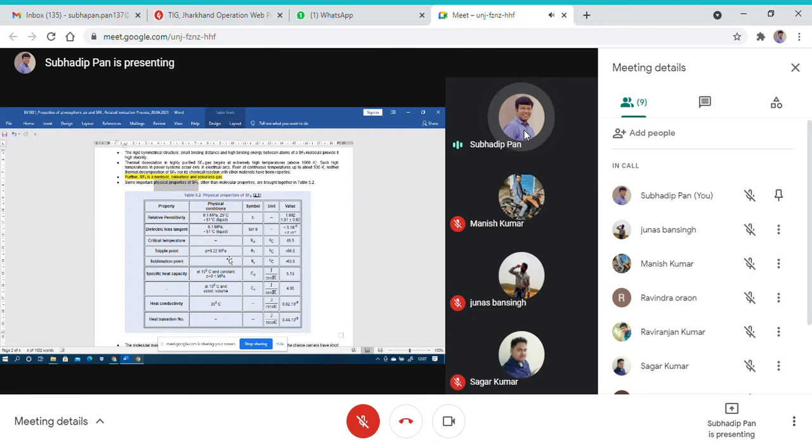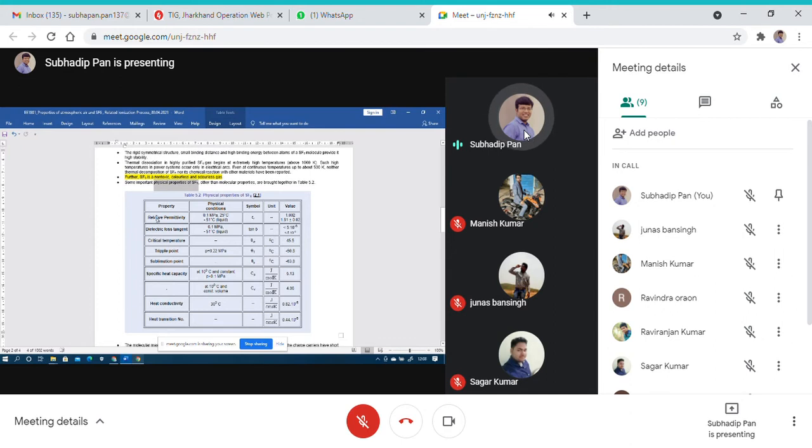So keep in mind right now which properties of SF6 gas are available inside your syllabus. First is the relative permittivity, then the dielectric loss tangent, and the specific heat capacity and the heat conductivity. These things will be required for right now.